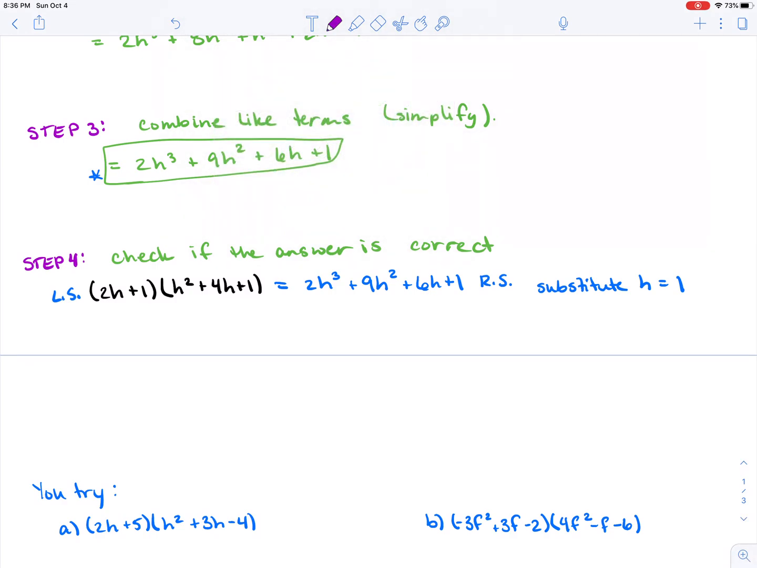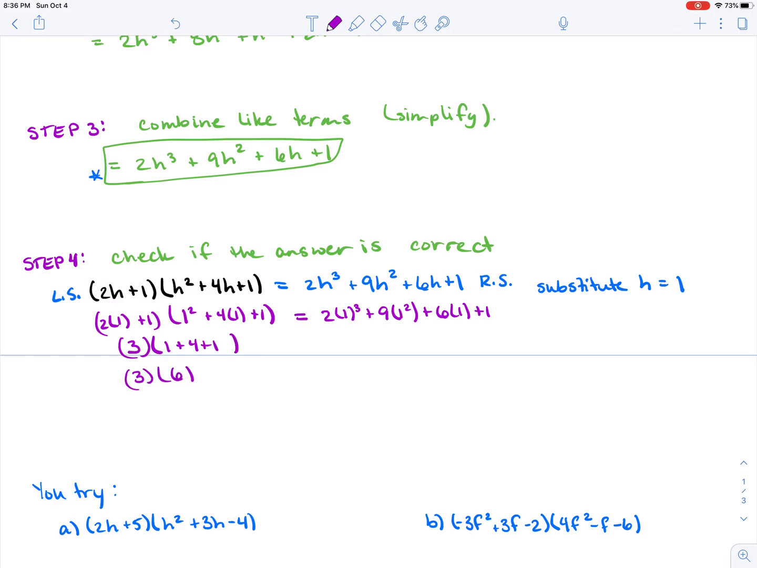So let's go ahead and do that. So I have 2 times 1 plus 1, times 1 squared plus 4 times 1 plus 1. And will it equal the other side? Well, I have 2 times 1 cubed plus 9 times 1 squared plus 6 times 1 plus 1. Now I'm going to work my left side first. So I have 2 times 1 is 2 plus 1, that's 3. And that's going to be multiplied by 1 squared, so that's 1 plus 4 plus 1. So I have 3 times 6, which is equal to 18.